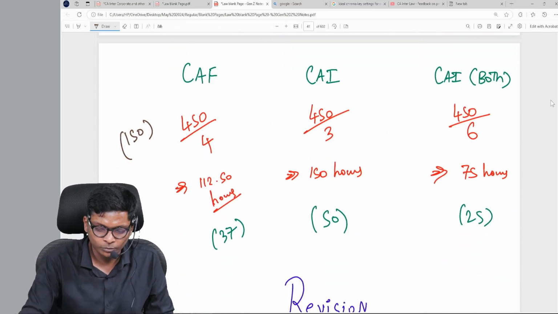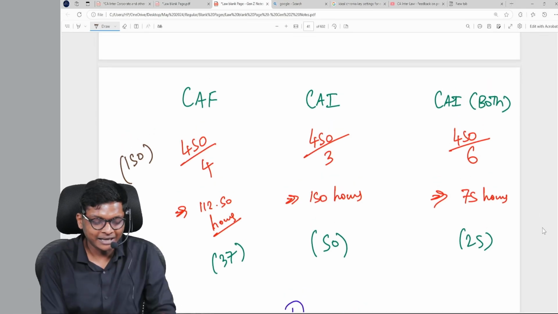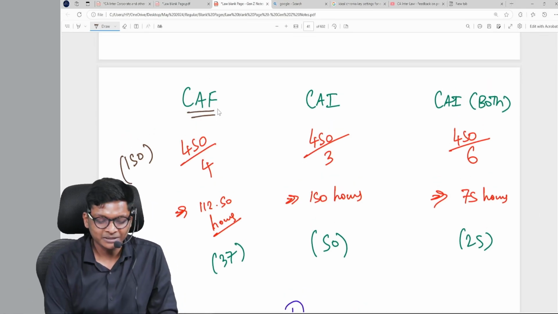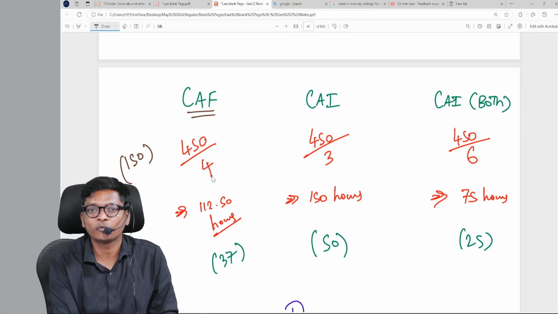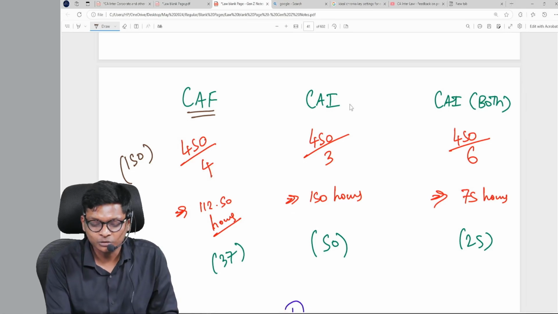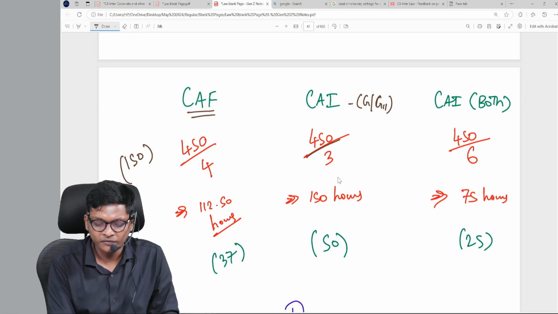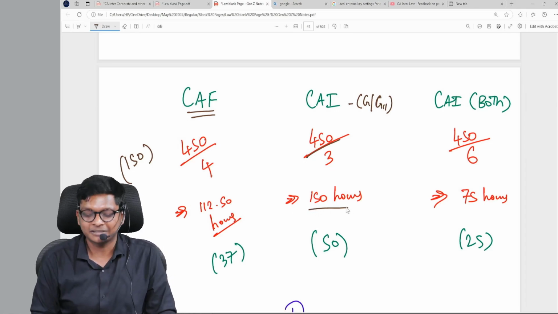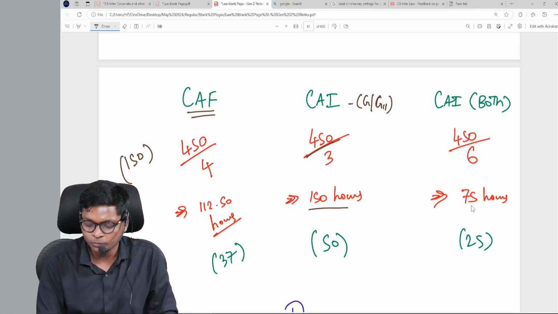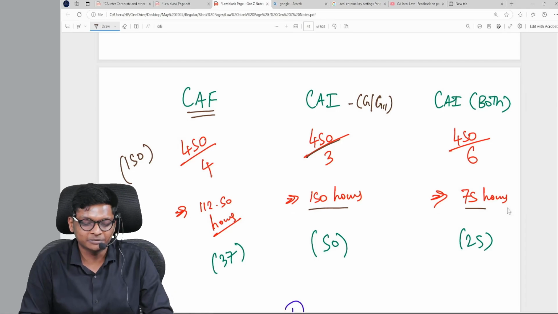But before that, I want to talk about something else. "Sir, I am a CA Foundation student" means you have 450 hours for 4 papers. If you are a CA Inter student writing only one group, Group 1 or Group 2, then you have 450 by 3, 150 hours per subject. And for CA Inter both groups, you have roughly 75 hours per subject.